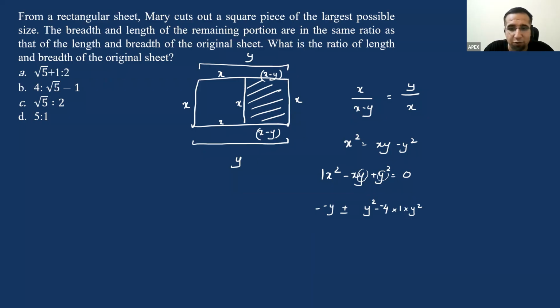Clear? b square minus 4ac, which will give me how much, guys? Square root over, divided by 2a, and the value of a is equal to 1 here. Clear?